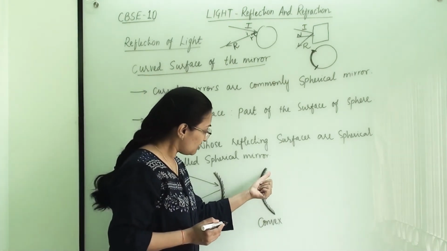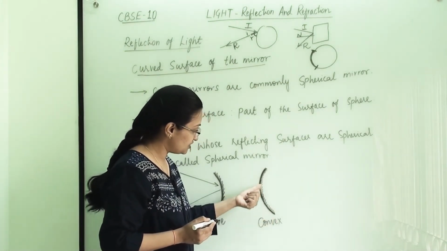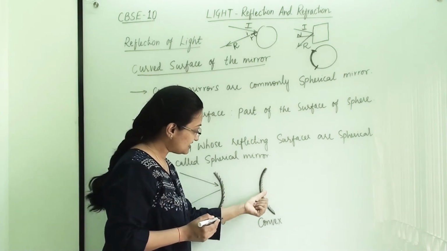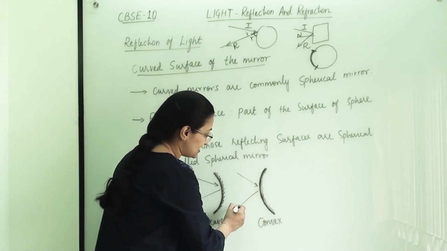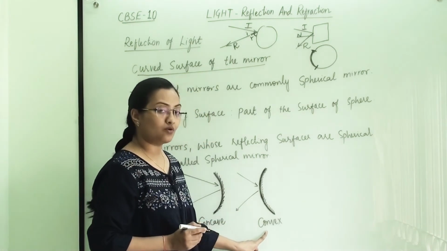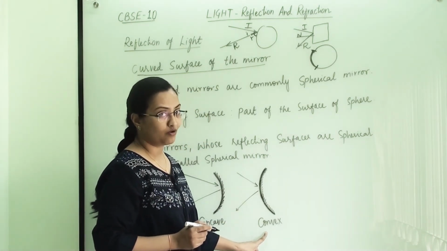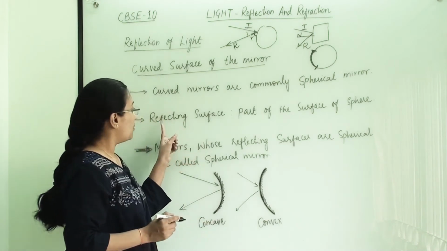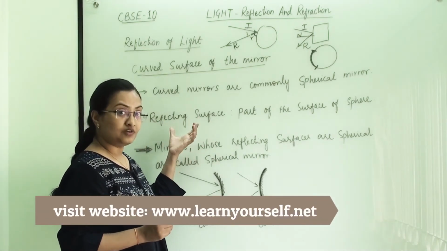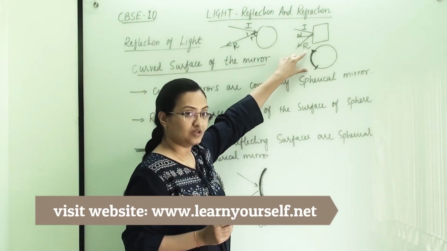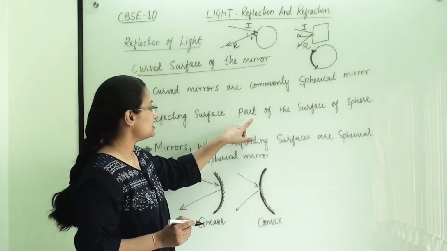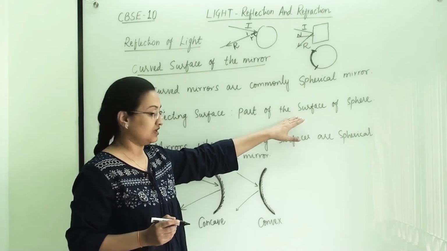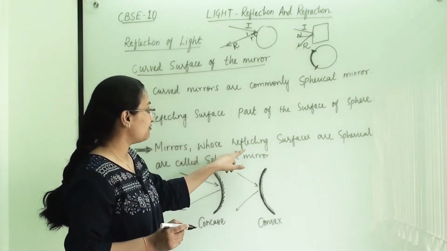If the inside surface which is bulging in, that side we put a polish, then we use this surface as a mirror. Then that will be a convex mirror. So what is a spherical mirror? A spherical mirror is a part of a sphere which we are using as a mirror, and that is a part of the surface of the sphere.